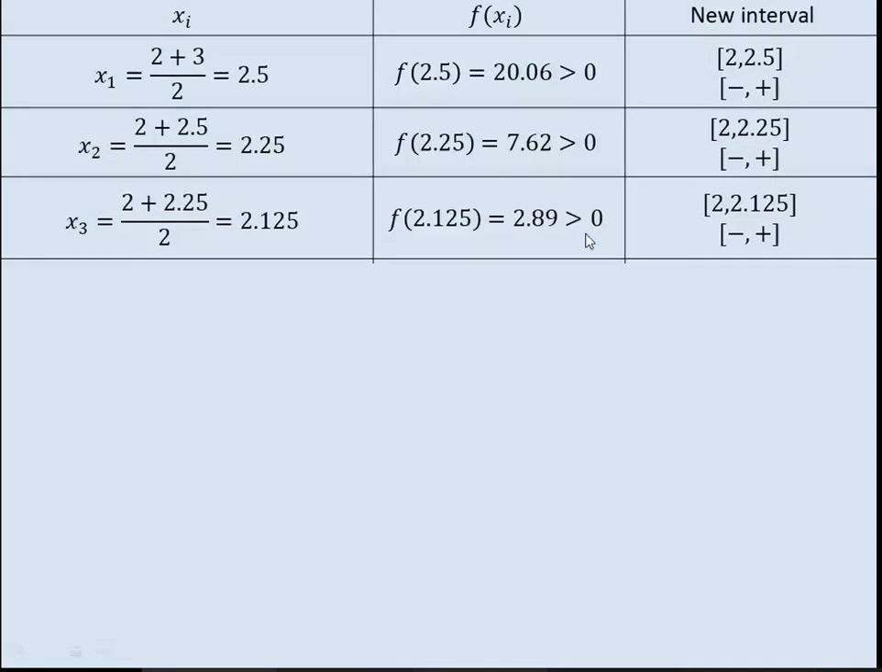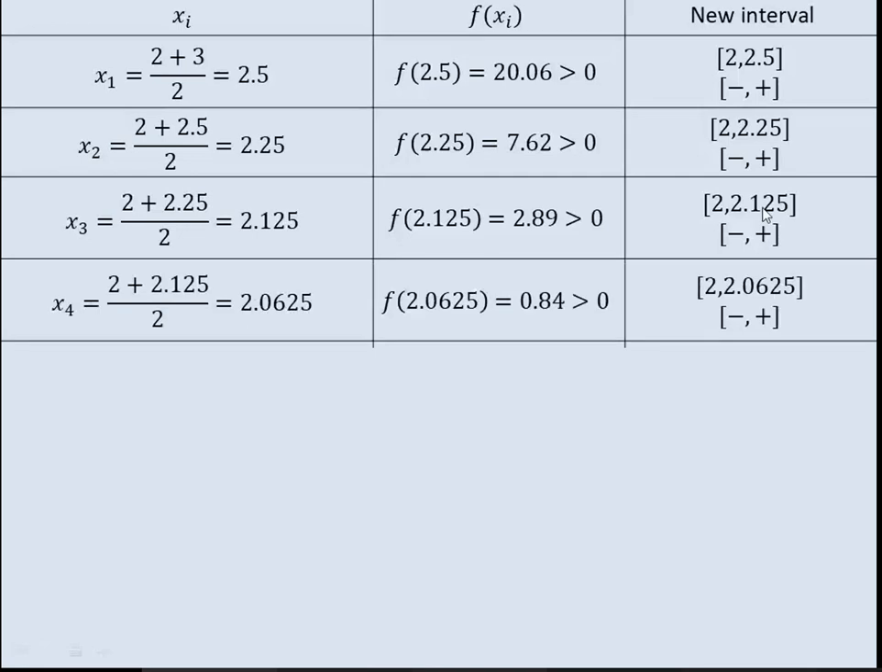Okay, so here it is positive, so we are replacing 2.25 by 2.125. Are these two matching up to certain digits? No, this is 25 and this is 125, so they are not matching, so we have to proceed. So next will be again half of this interval. Half of this interval is 2.0625. Find the value of the function at that point. Check for positive, negative. If positive, then replace the positive value by the new value. If it is negative, then replace the previous value by this new value.